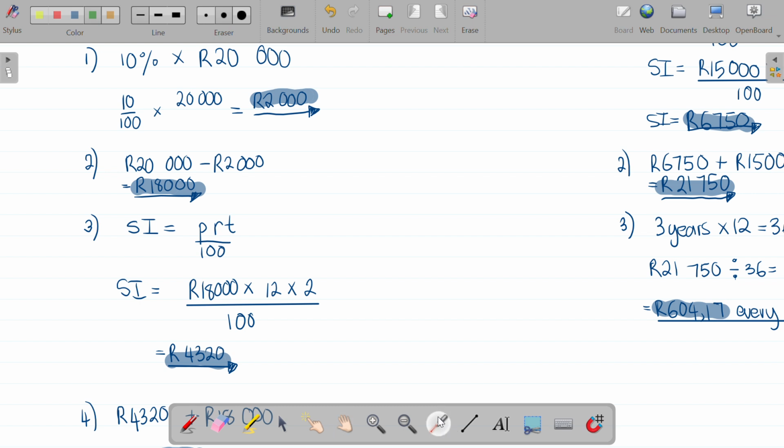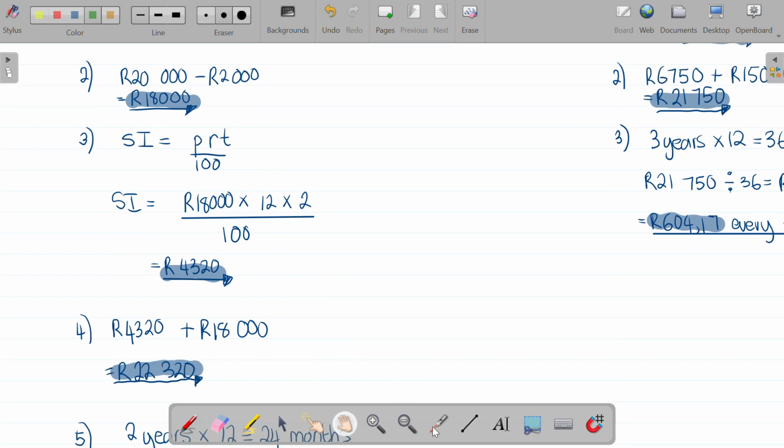Please, please, please, when you calculate interest on the amount that needs to be paid back, do not calculate interest on the full price of the TV, because the interest will only be charged on the amount that you still owe, right? Because you already paid a deposit. So let's go and calculate that together.